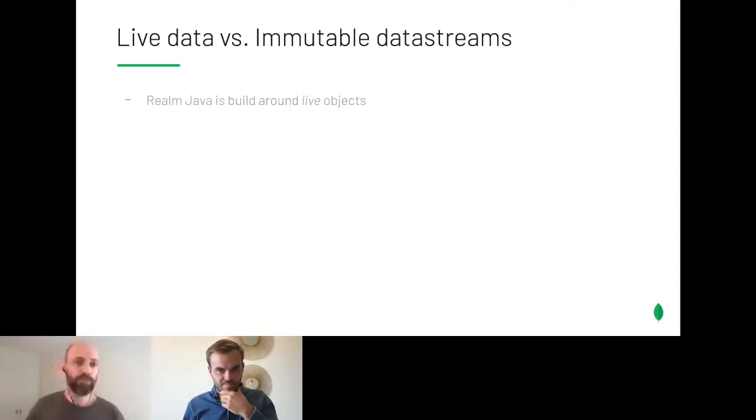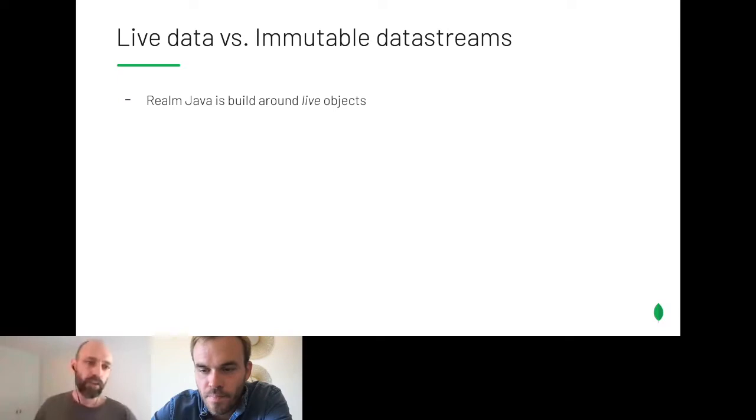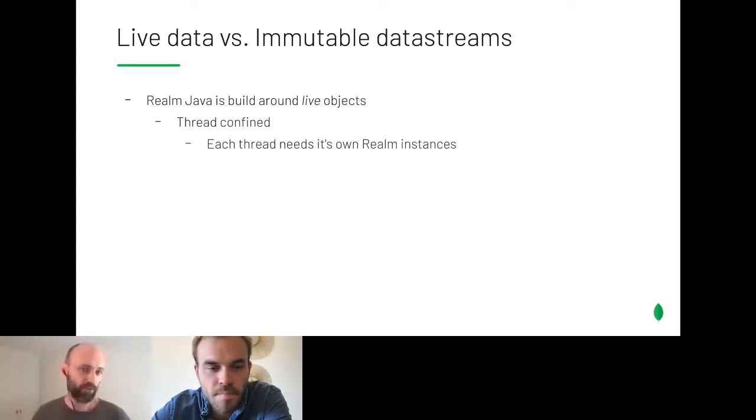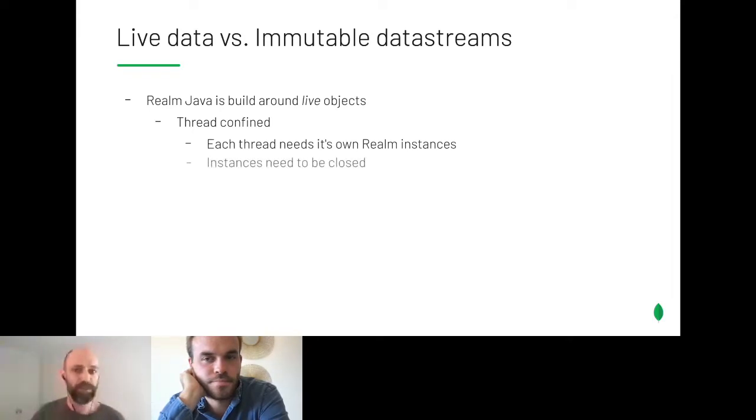The fundamentals of RealmJava are built around live objects. They provide a consistent updated view of your data within each run loop iteration. Live data is actually quite nice, but it's also thread confined. This means that each thread needs its own instance of a realm. This realm instance needs to be explicitly closed to free up resources. And all objects obtained from this realm are also thread confined.